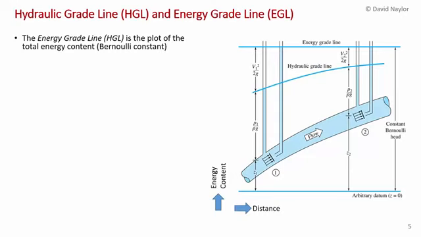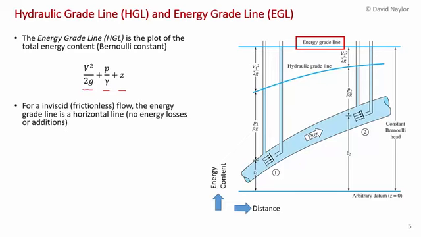In contrast, the energy grade line is a plot of the total energy content. So it's really a plot of the Bernoulli constant. So it's the sum of the velocity head, the pressure head, and the elevation head. For an inviscid flow, or a frictionless flow, like we would assume when we're applying Bernoulli's equation, the energy content on a streamline is constant, and so the energy grade line is a horizontal line.